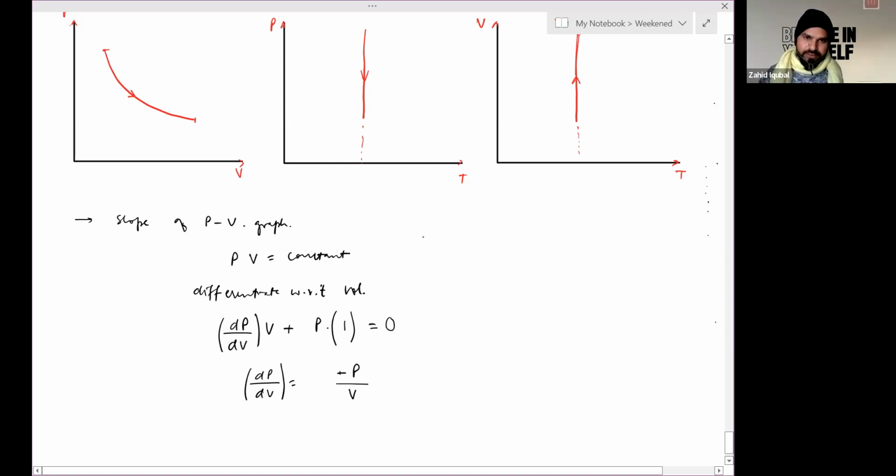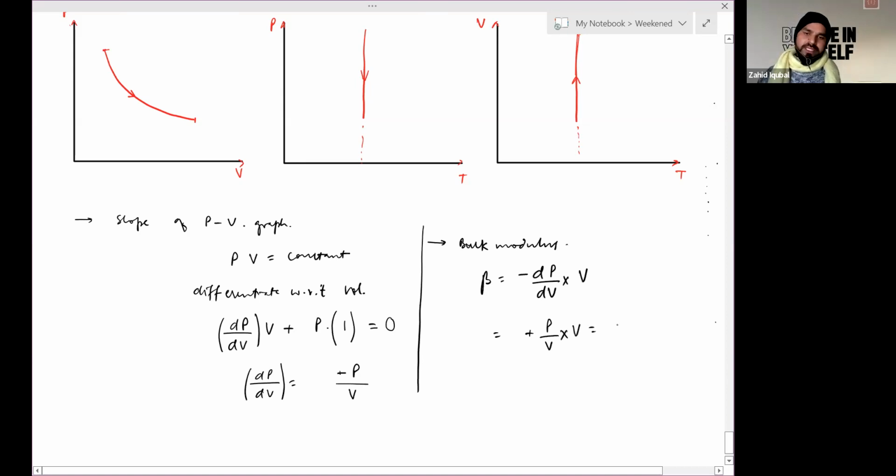Related to the slope, if you have to calculate the bulk modulus, that is beta, it equals dP by dV multiplied by V. dP by dV is minus P by V, so minus minus plus, P by V multiplied by V. V and V cancel out, so you get just P. So beta for an isothermal process is equal to the pressure of the system at that given condition.